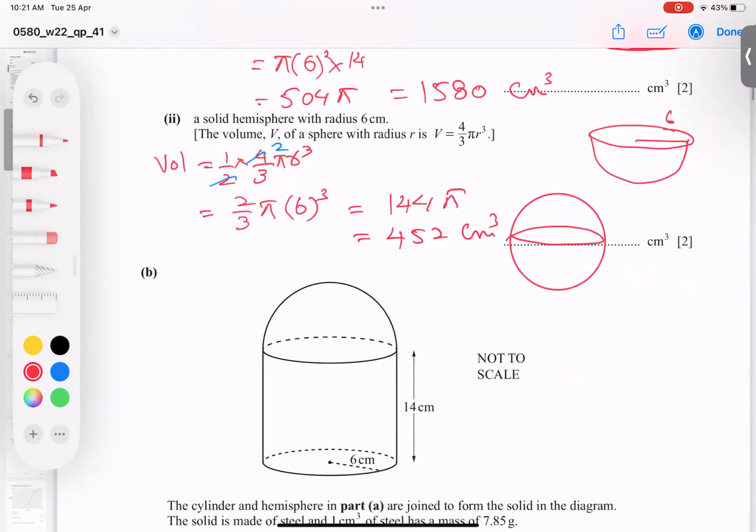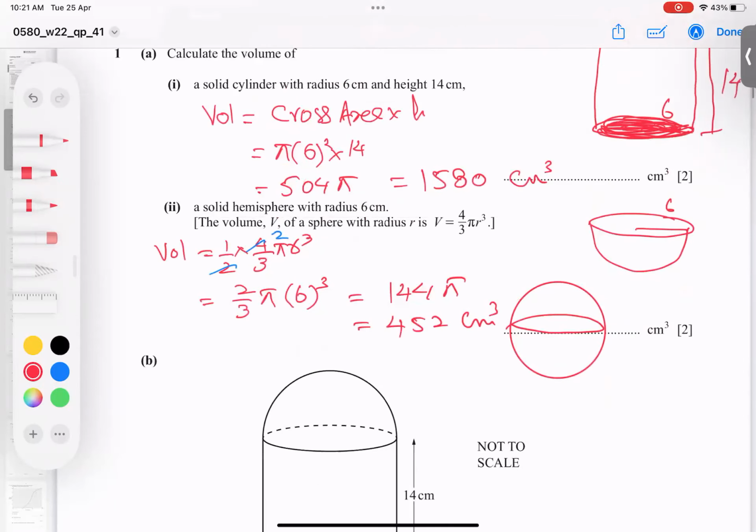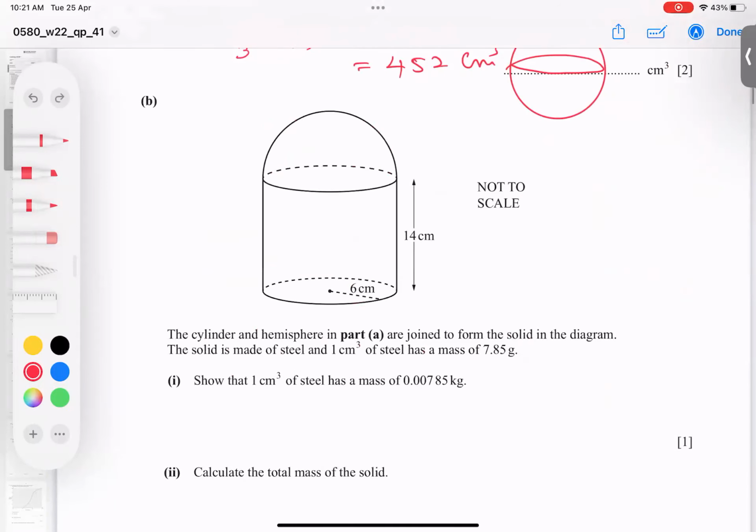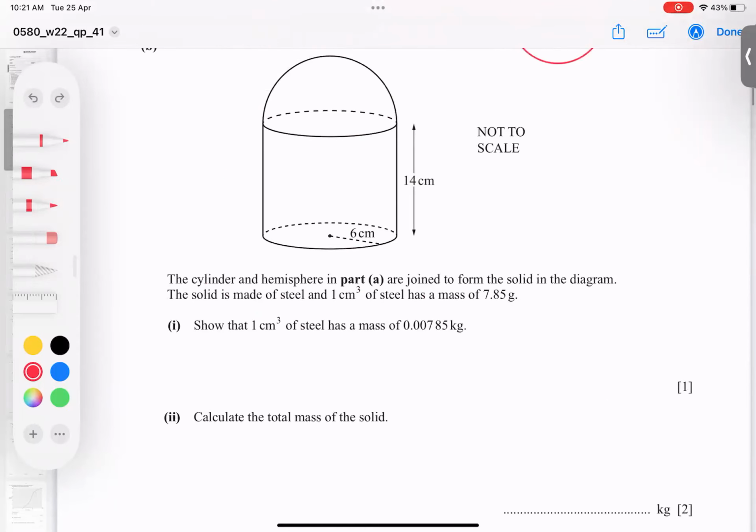Okay, now he combined the two, so he gets this kind of shape. He's saying that 1 centimeter cube has this much mass, given here as this many grams, and we were looking for it converted into kilograms. It is very clear, from gram to kilogram.